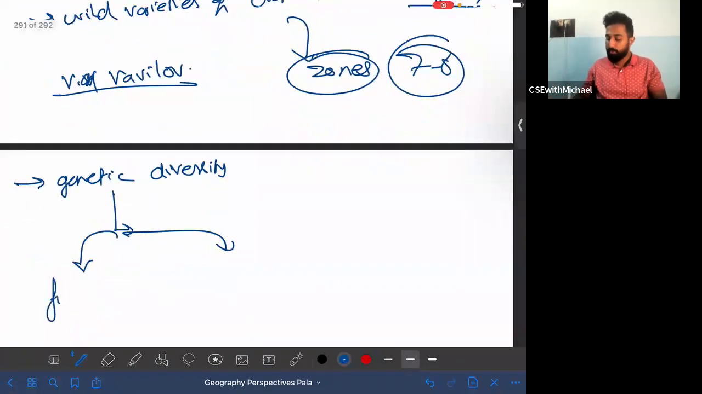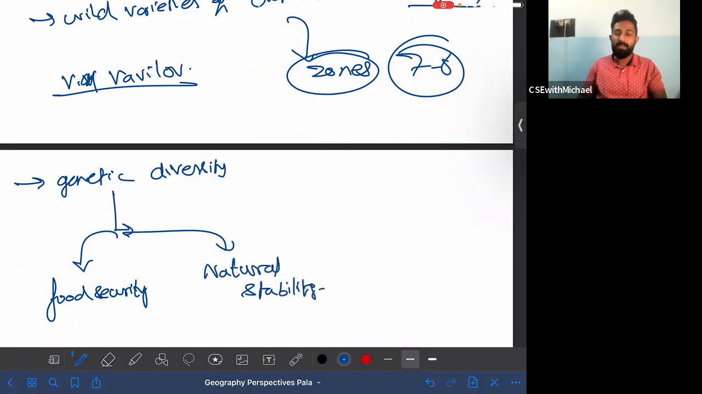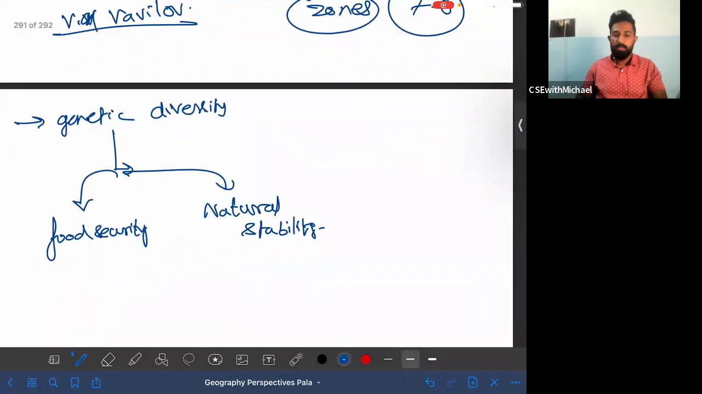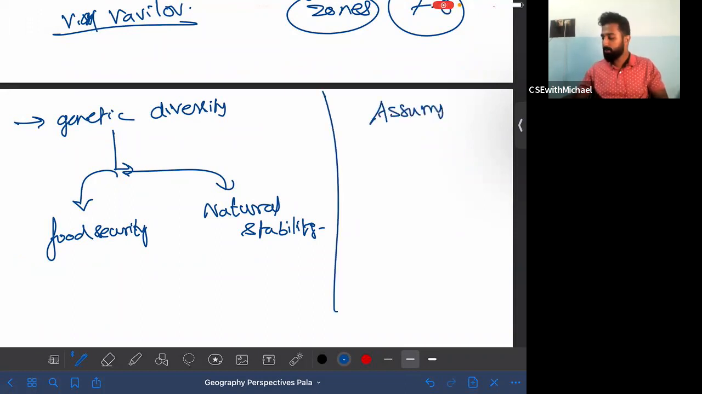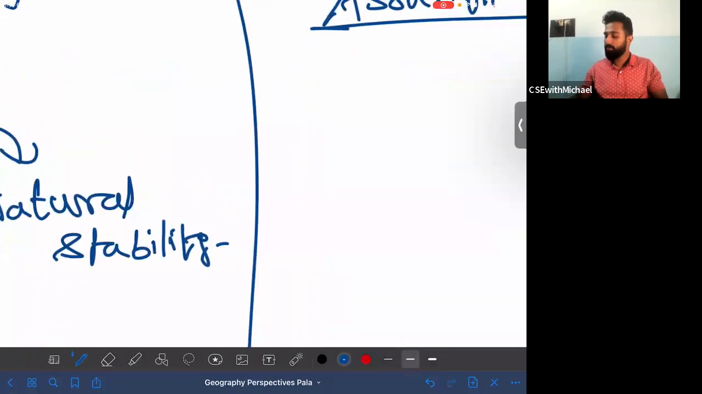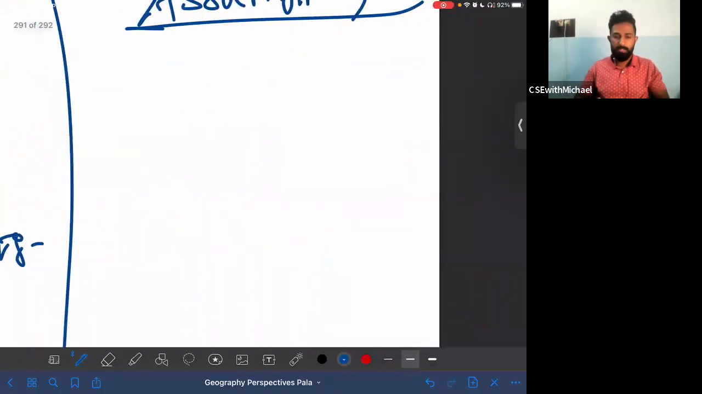They are very important for the food security of human beings and also for the natural stability of the ecosystem. So these are zones of conservation. Gene pool centers are an idea of conservation where we can protect the different types of species that are found. Now Vavilov made several assumptions. The gene pool theory was based on assumptions made by Vavilov. I think this question was asked.